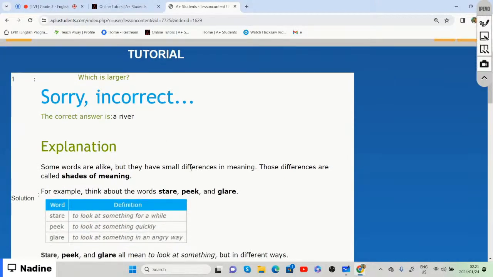So we said some words are alike, but they have very small differences in meaning. And we said those words are called shades of meaning. And then we made an example of stare, peek, and glare. And we said staring is to look at something for a while, peek is to look at something quickly, and glare is to look at something in an angry way.